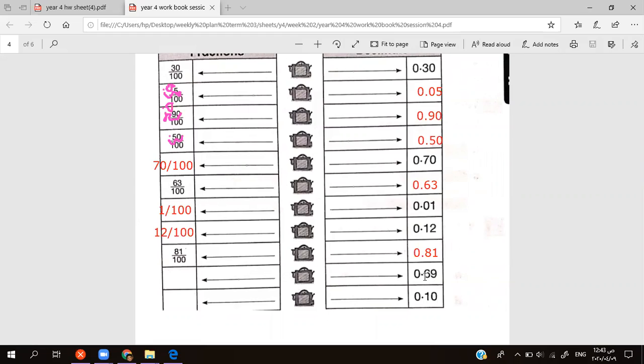What about here? I wanted to turn it into a fraction. It's 69. But I'm going to write 69 over how many numbers after the decimal? Two numbers. So I must write two zeros. So it's a 100. And the last one, the number is 10 over how many numbers after the decimal? Two numbers. So it must be a 100 because it has two zeros.